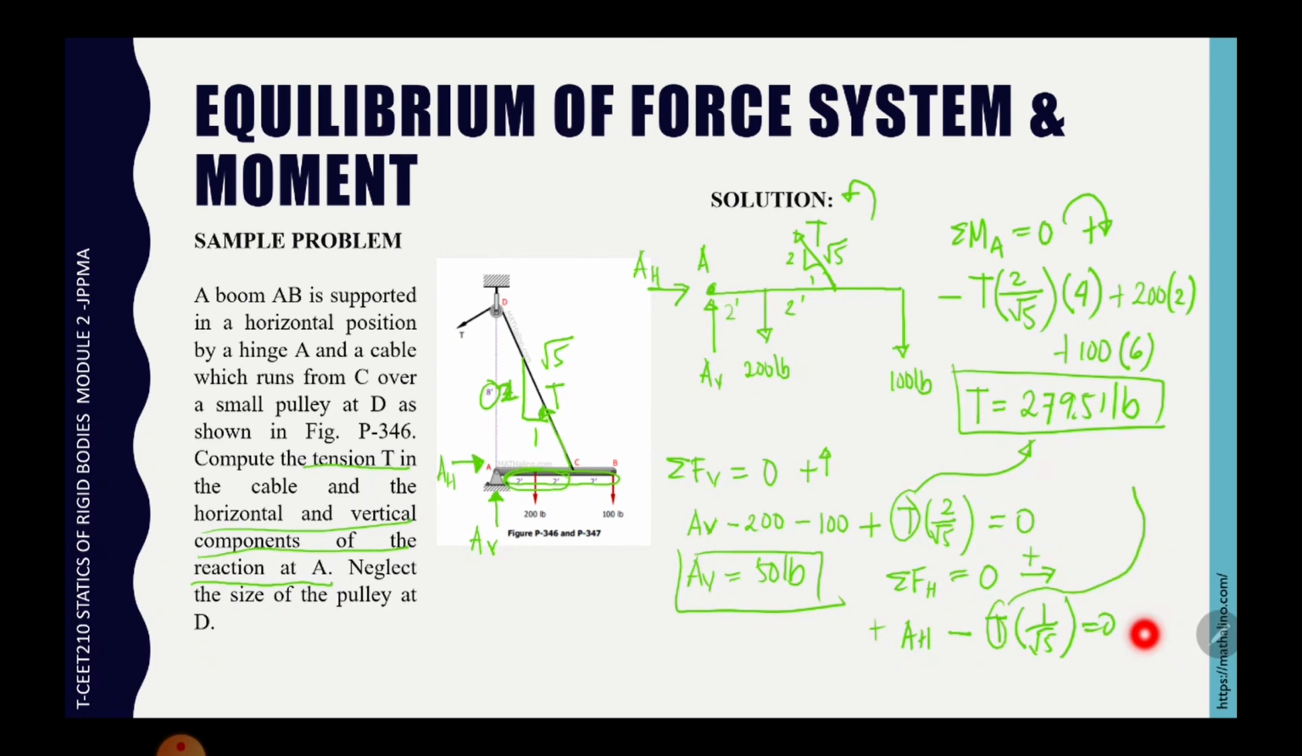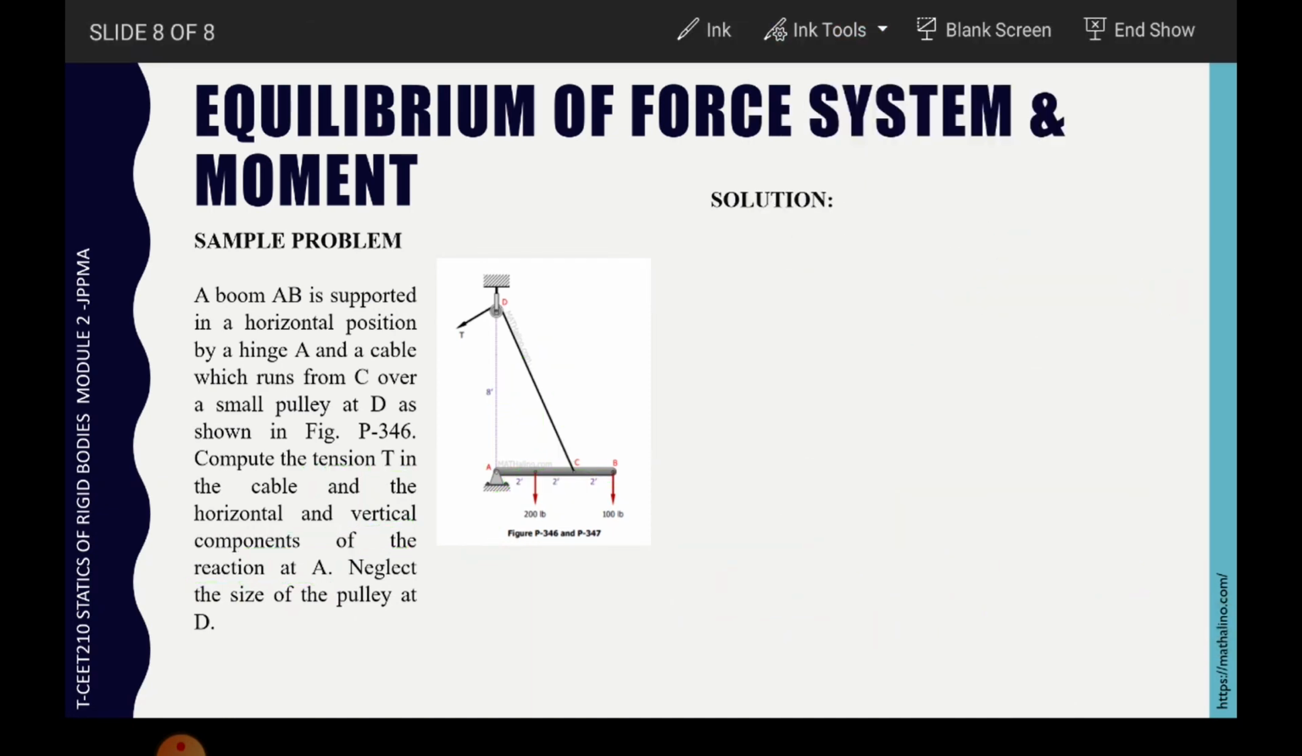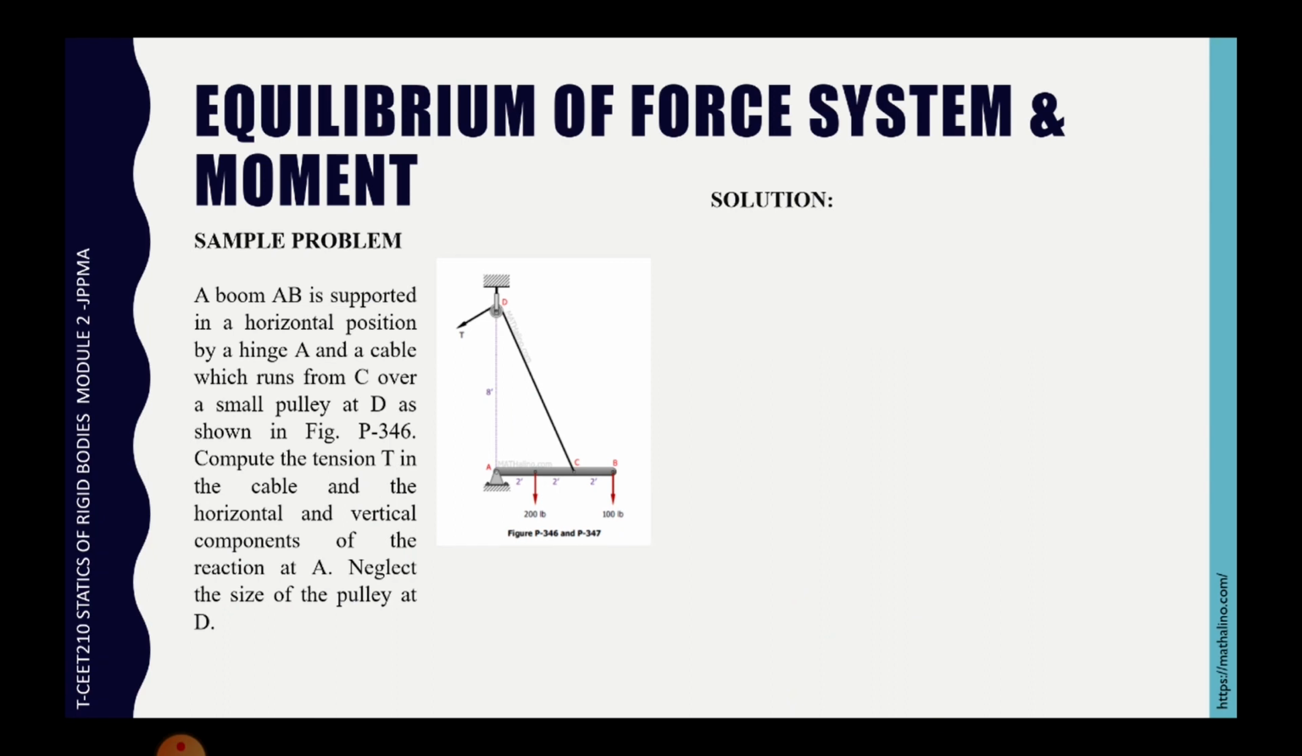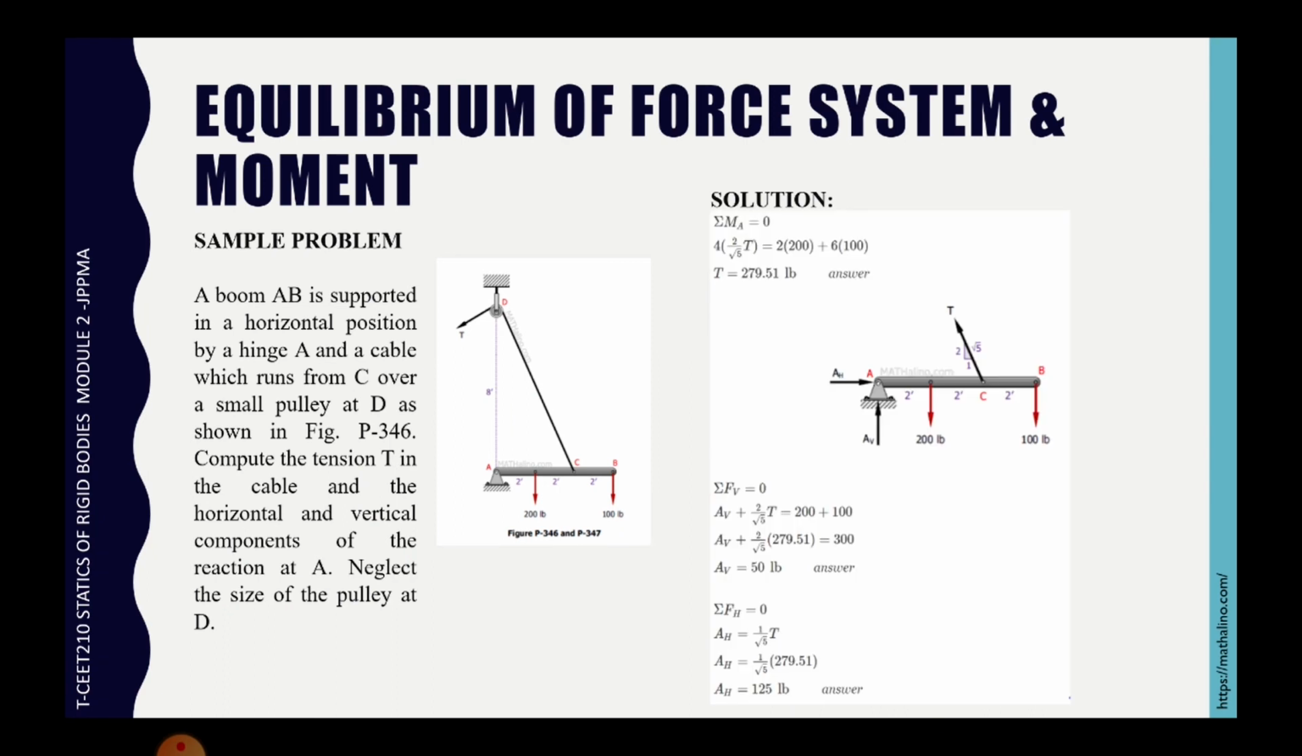Since T is equal to 279, we will get the reaction AH 125 pounds. So, and that's the answer for this sample problem. This is the complete solution. And that's it. Thank you so much guys for listening.